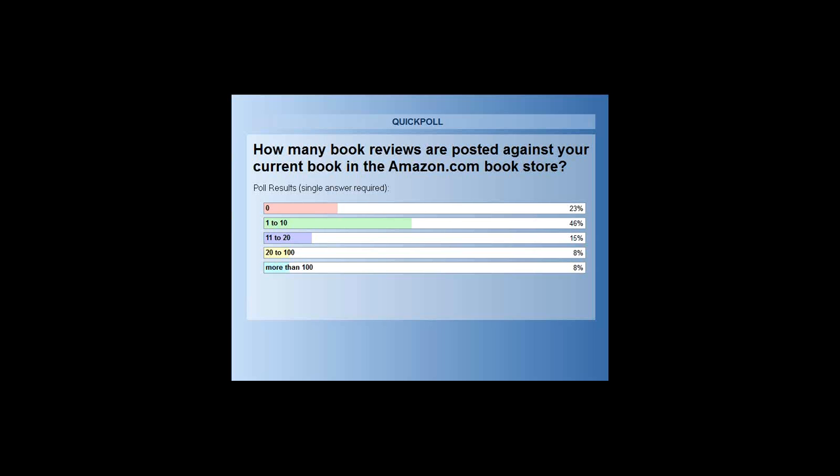So it looks like most of our attendees are in the 1 to 10 zone, which is fantastic. I think getting over 10 is pretty important. Getting yourself over 20 is pretty important for large-scale marketing that's going to be effective, because you don't want to spend money driving people to your Amazon book sales page unless you've got the sort of social proof that your book is worth reading.